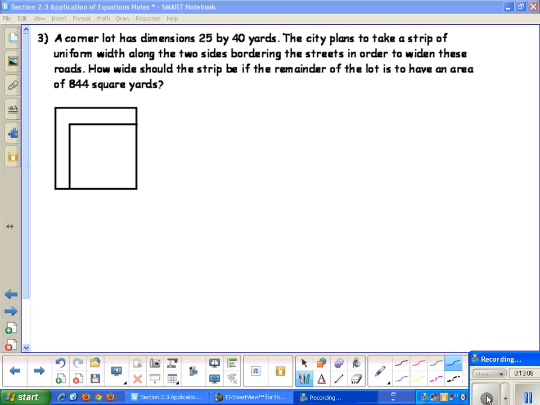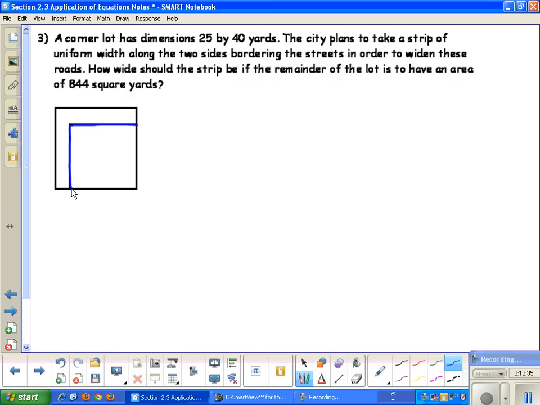A corner lot has dimensions 25 by 40 yards. The city plans to take a strip of uniform width along the 2 sides bordering the streets in order to widen these roads. How wide should the strip be if the remainder of the lot is to have an area of 844 square yards? Now, the big square, of course, would be the corner lot that we have. And right here is the part that we're going to be cutting out, the strip bordering the streets.